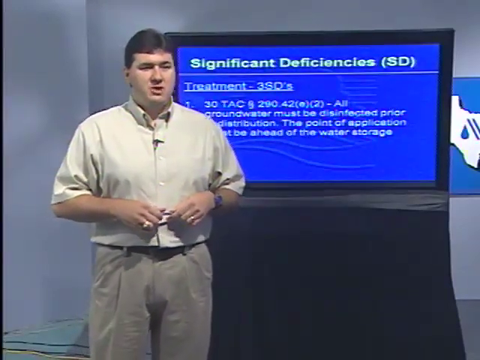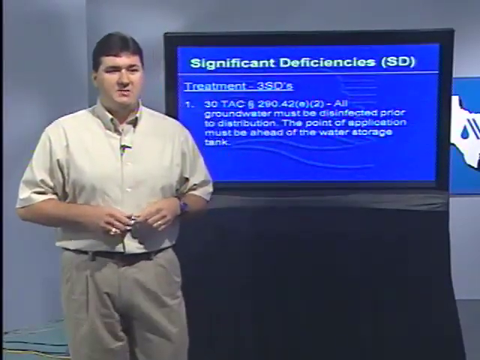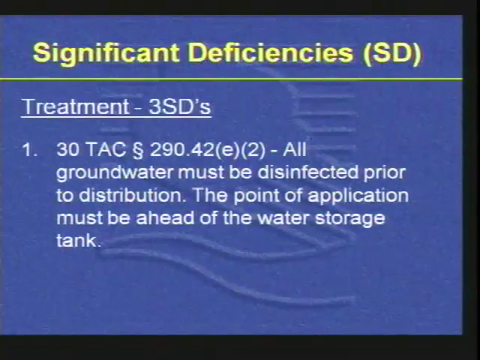The next component of the 8 elements is treatment. We identified 3 significant deficiencies under this element. The first one is 29042E2. All groundwater must be disinfected prior to distribution. The point of application must be ahead of the water storage tank.